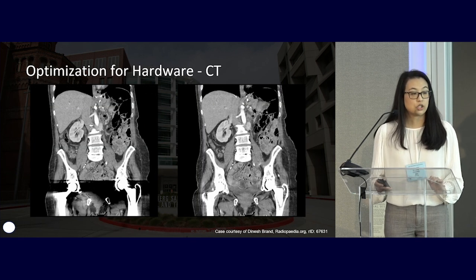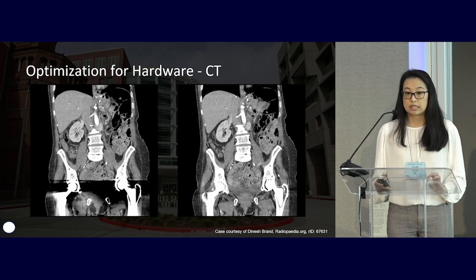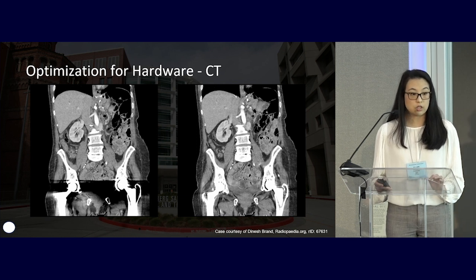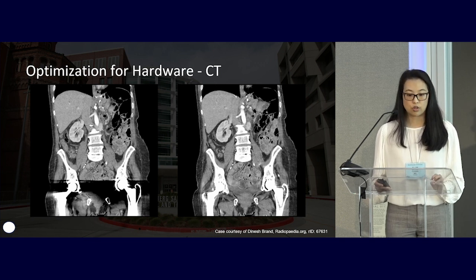Oftentimes, we will need to utilize advanced imaging in the setting of hardware, but as I am sure all of you are aware, metal hardware often results in significant artifact which can preclude evaluation of the adjacent structures. So here in images on the left, you can see that the patient has bilateral total hip arthroplasty hardware in place, which results in significant streak artifact precluding evaluation of the adjacent structures, which sometimes are the area of concern.